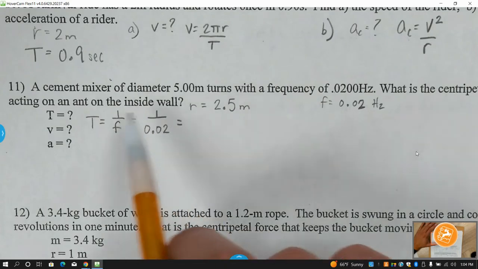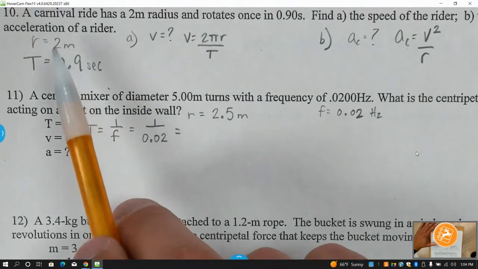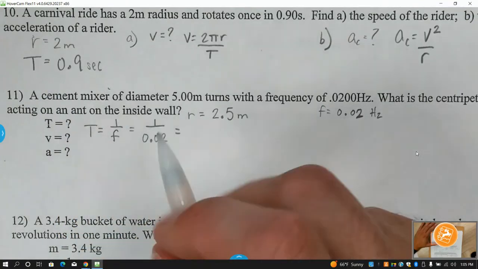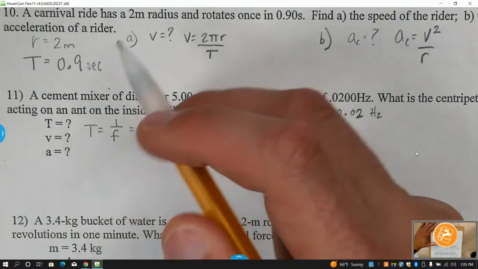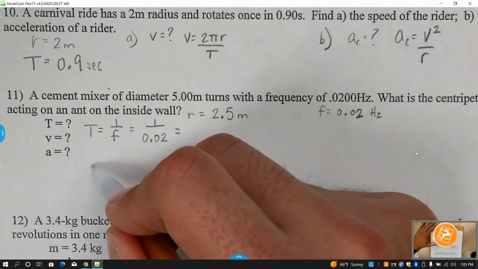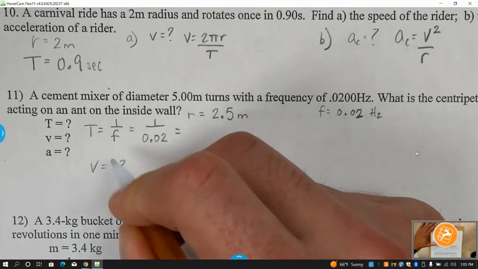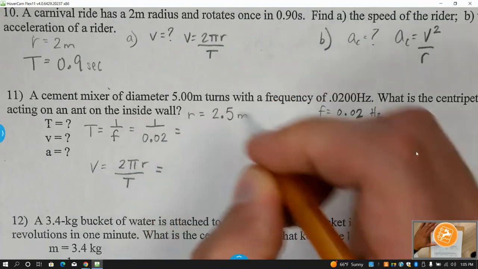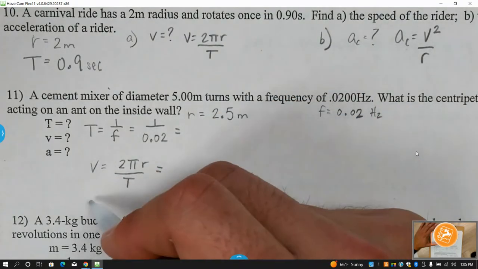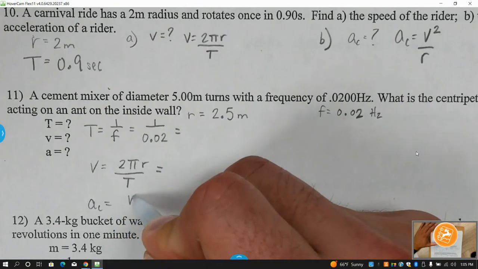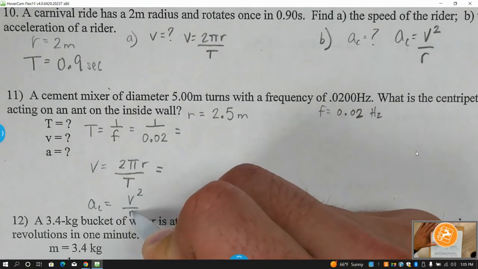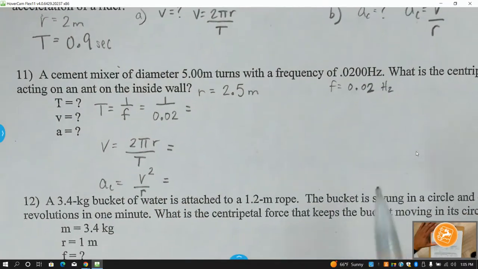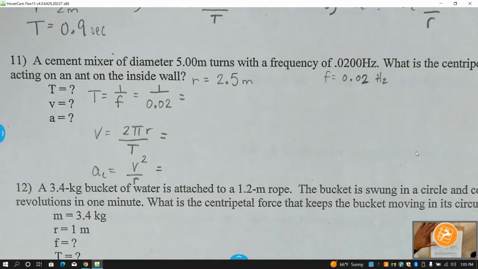Once you have that, just like in the problem above you, you would have R, and whatever this value for period comes out to would be T. And then I wrote the question marks out for you. Then I want you to find velocity. And once you have that answer, then you can solve for the centripetal acceleration. Okay, so I pretty much have you guys set up on that one.